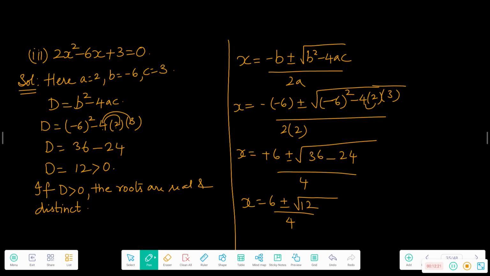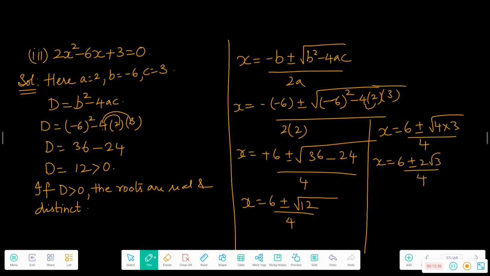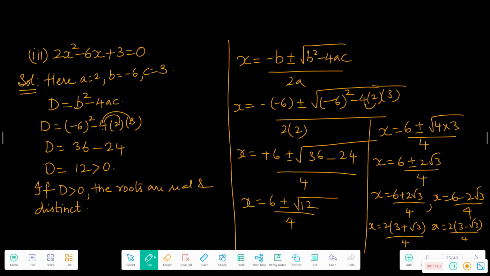root 12 by 4. So here we will get the values as root 12 can be written as 2 root 3. So x is equal to 6 plus or minus root 4 into 3 by 4. So x is equal to 6 plus or minus 2 root 3 by 4. So x is equal to 6 plus 2 root 3 by 4, and x value is equal to 6 minus 2 root 3 by 4. If I take 2 common, you will get 3 plus root 3 by 4. If I take 2 common, 3 minus root 3 by 4.